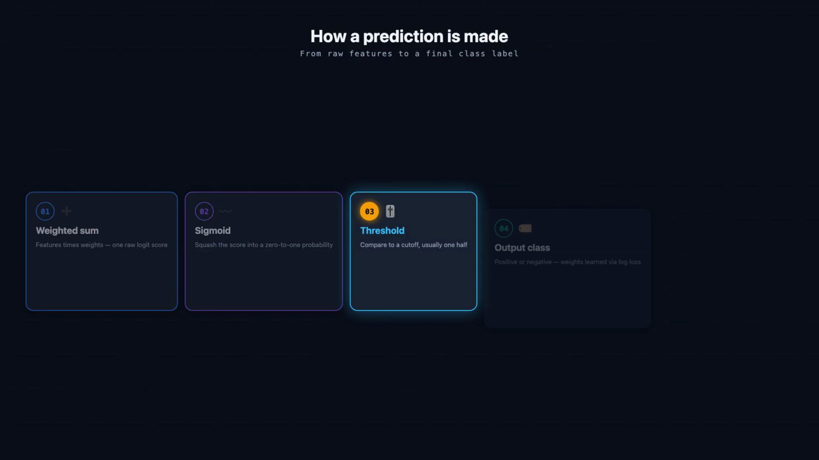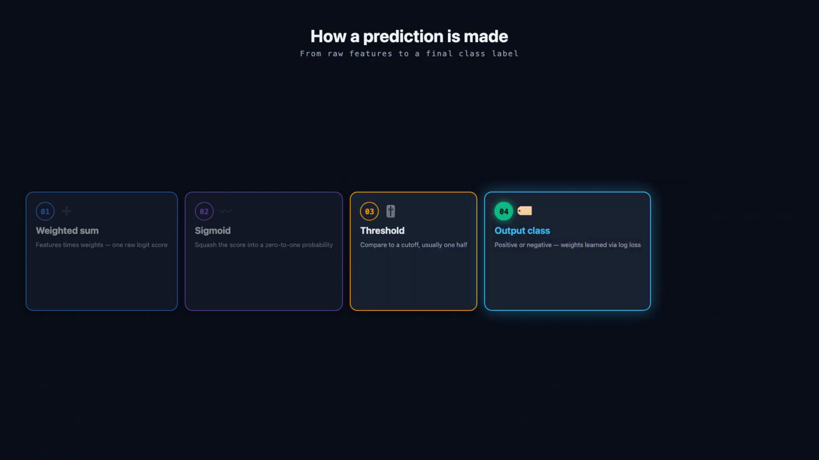Then compare that probability against a threshold, usually 1/2. Above the line, the model leans positive. Below it, negative. And here's the useful part. You can move that threshold to trade caution for coverage, depending on whether a false alarm or a miss costs you more. Finally, output the class. Spam or not spam, default or safe. Under the hood, the weights were learned by minimizing log loss, the objective built specifically for probabilities, which has no closed form, and so is fit with gradient descent.